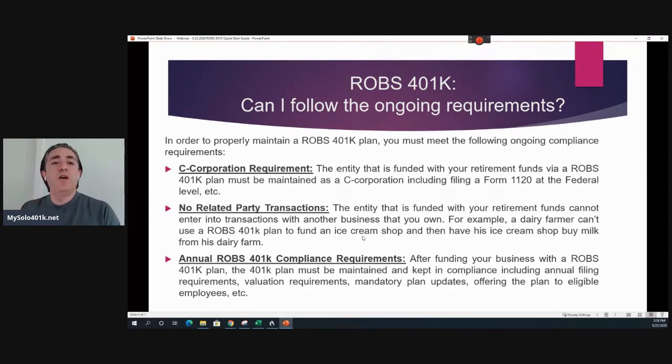All the mandatory plan updates, we take care of that automatically, offering the plan to employees, et cetera. So you want to make sure that you are working with a company that's going to take care of that for you, because it's very important. If you look at the IRS guidance, where they've reviewed these ROBS plans, a lot of times where they find non-compliance is not so much in following those initial steps, but really keeping the plan up to date with those ongoing requirements and in compliance with them.